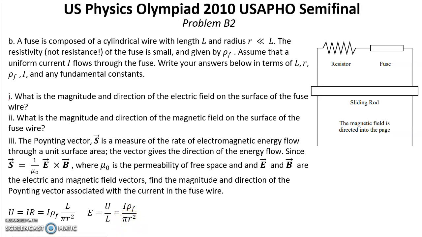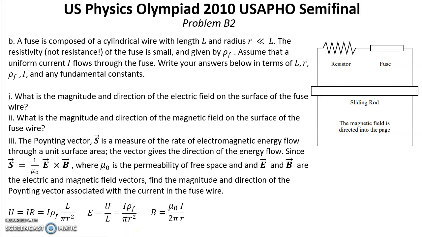Now the magnetic field we can calculate from Ampere's law. If we have a wire with the current I and the radius r, on the surface of this wire we have a magnetic field equal to this expression. And if the current is going inside of this page, the magnetic field is going clockwise. And from these two directions, electric field going inside of the page and magnetic field going clockwise, we can calculate the magnitude and the direction of the Poynting vector.